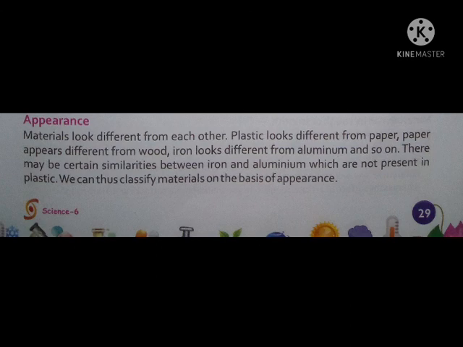There may be certain similarities between iron and aluminium which are not present in plastic. We can thus classify materials on the basis of appearance. So these are some examples, that paper is different from plastic, plastic is different from wood, iron looks different from aluminium and so on. Okay, so we can classify materials or things on the basis of their appearance.